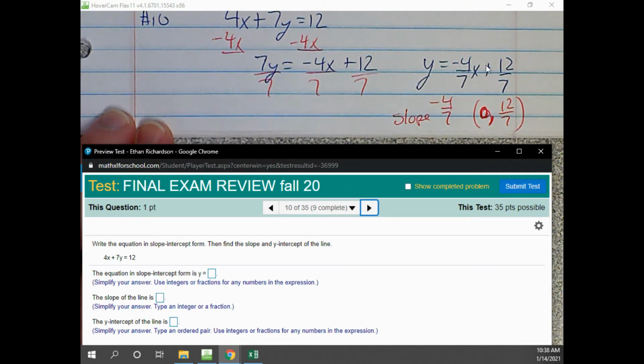Okay, so there's the equation. Simplify your answer, we're good there. The slope of the line is, okay, that's negative 4 over 7. And the ordered pair, again, will be 0, comma, and then whatever this y-intercept is going to be.